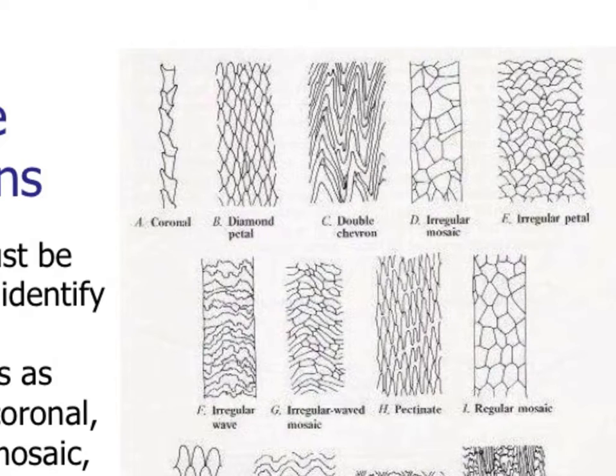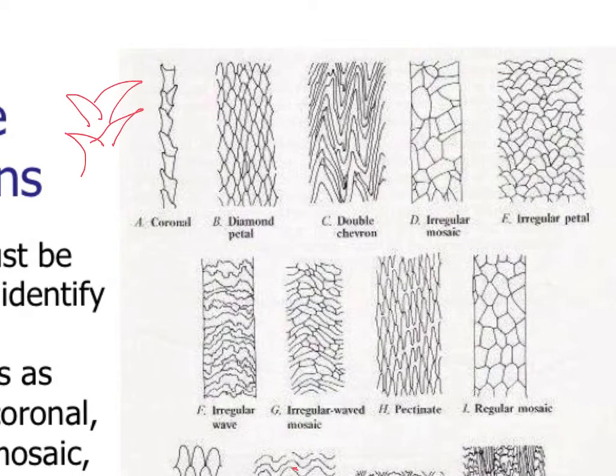So sometimes they look like, there's that one. And once in a while you'll see ones that look more like, I'm going to attempt to draw. It will look like this. Almost like a palm tree. That would be a coronal pattern.